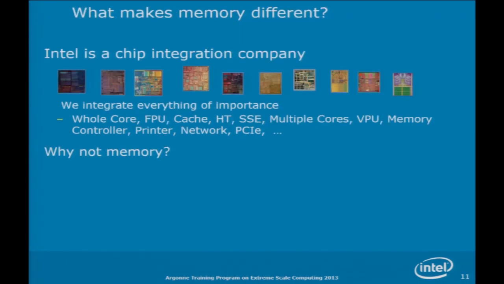So what makes memory different? Intel is a chip integration company. Here I grabbed a bunch of die photos from various Intel chips, and they go from a very primitive processor with just a portion of the core of the processor on the die. Then we threw the floating point unit into the processor. Then we put caches on there. We put in hyper-threading, so that you run multiple threads on the same core at the same time.